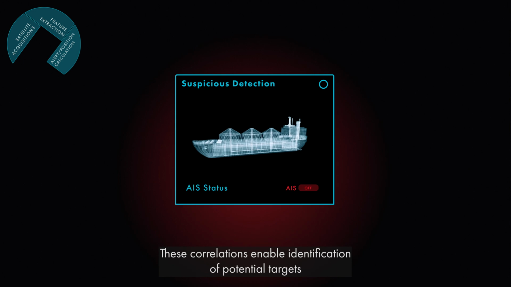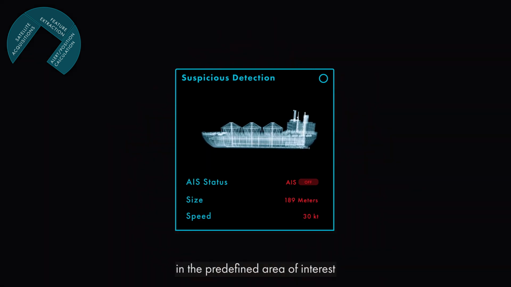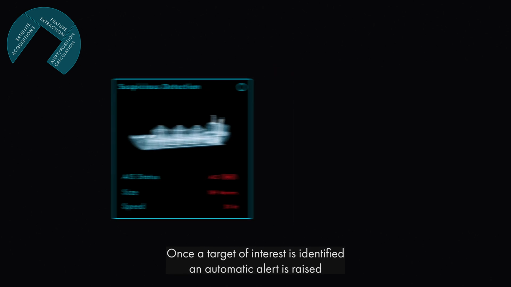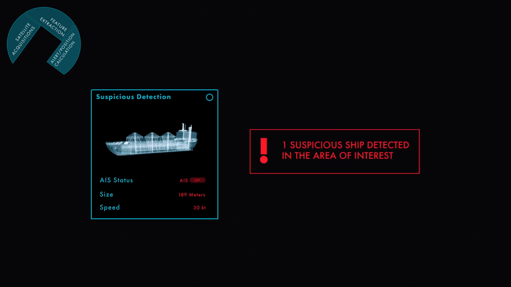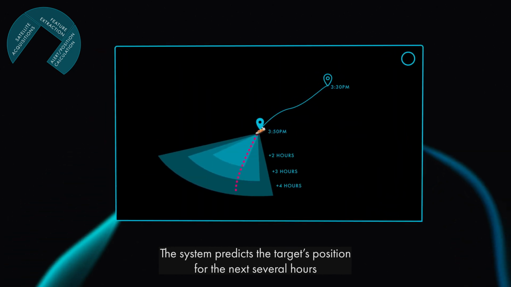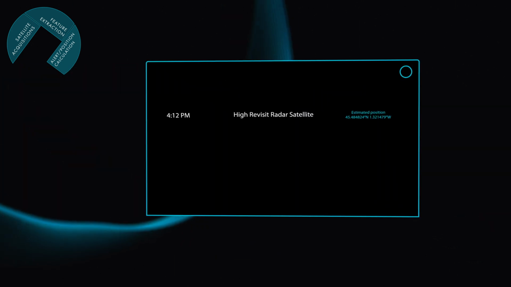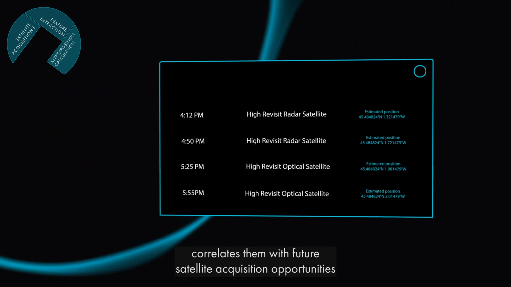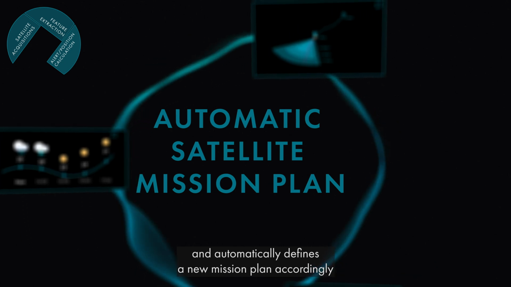These correlations enable identification of potential targets in the predefined area of interest. Once a target of interest is identified, an automatic alert is raised. The system predicts the target's position for the next several hours, considers weather forecasts at the estimated coordinates, correlates them with future satellite acquisition opportunities, and automatically defines a new mission plan accordingly.